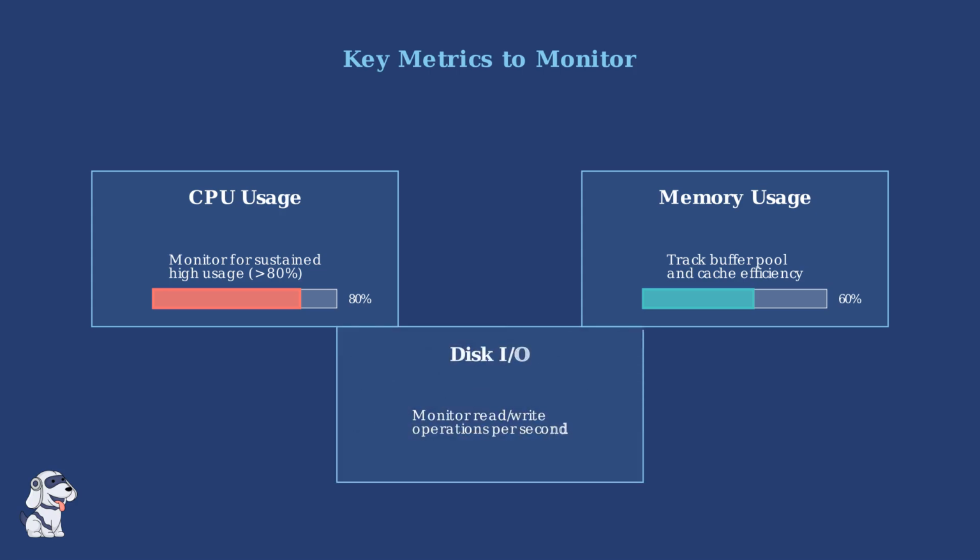Disk input-output operations show how much your database is reading from and writing to storage. High disk I/O can indicate slow queries or insufficient indexing. Understanding how to identify bottlenecks is crucial for maintaining optimal database performance. Let's look at common warning signs and what they indicate.